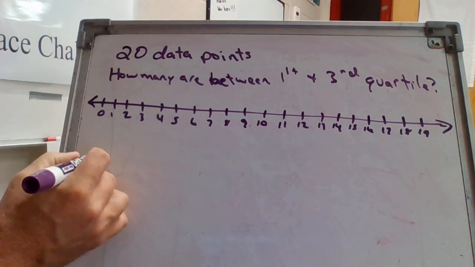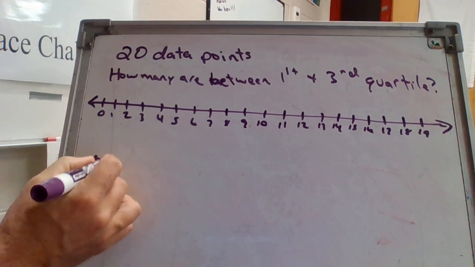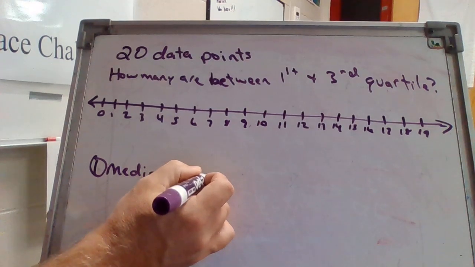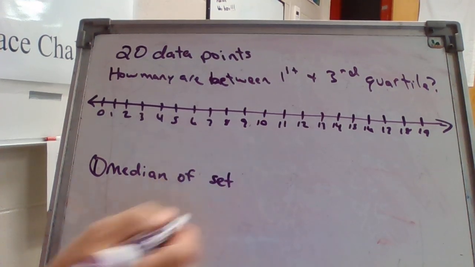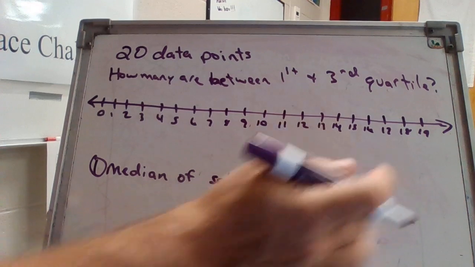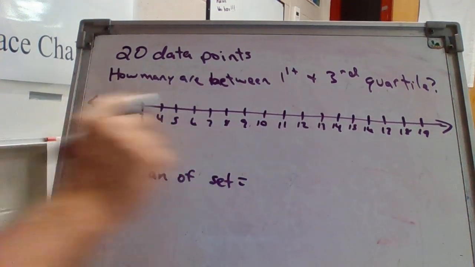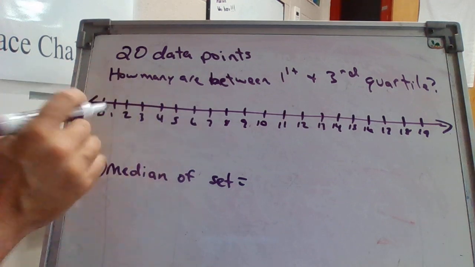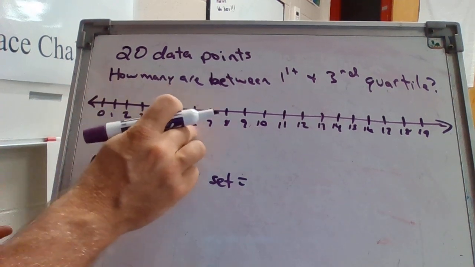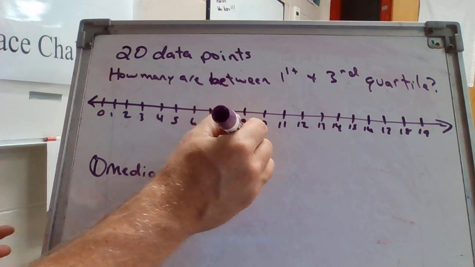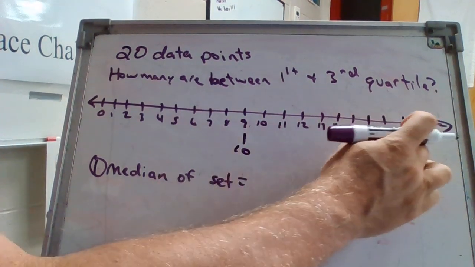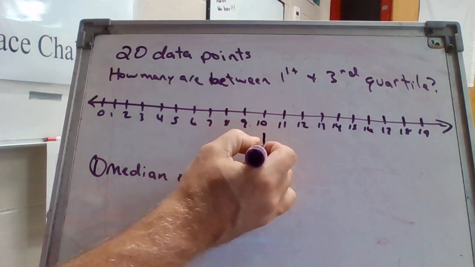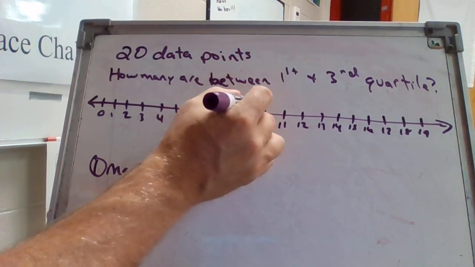The very first thing that we do is find the median of the set that we got. We understand the median of this set is the middle number. We got 20 values here, so it's going to be between 10 and 11. 1, 2, 3, 4, 5, 6, 7, 8, 9, 10. So that's the 10th value. 1, 2, 3, 4, 5, 6, 7, 8, 9, 10, the 10th value. So it's going to be in between here.